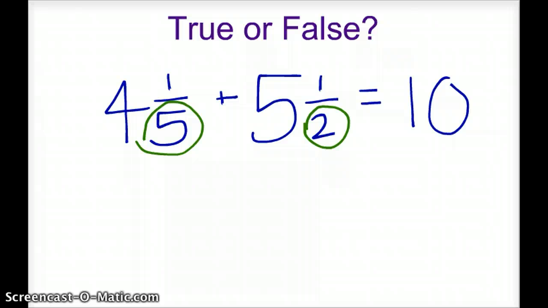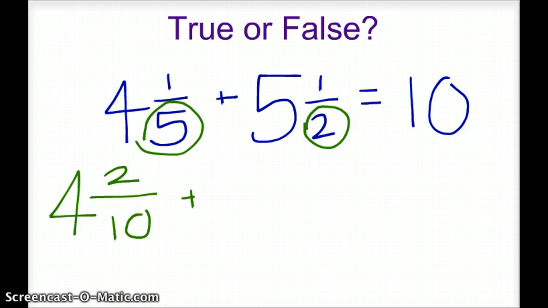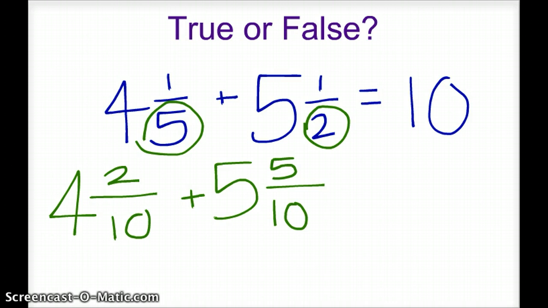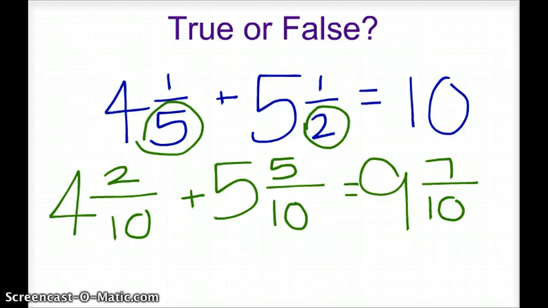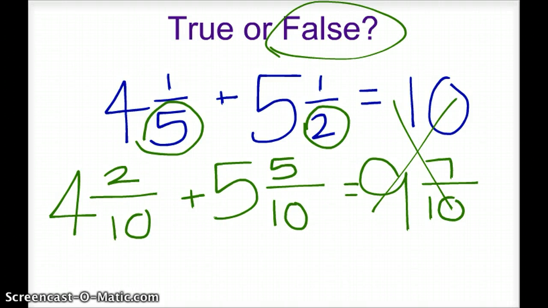Here we go. We're going to multiply 4 1/5 by 2, leaving our whole number the same. 1 times 2 is 2. 5 times 2 is 10. Leave the 5. Multiply 5 times 1 is 5. 5 times 2 is 10. We can now add. We end up with 2 plus 5, which is 7. Denominators stay the same. 4 plus 5 is 9. Does 9 7/10 equal 10? No. So it is false.